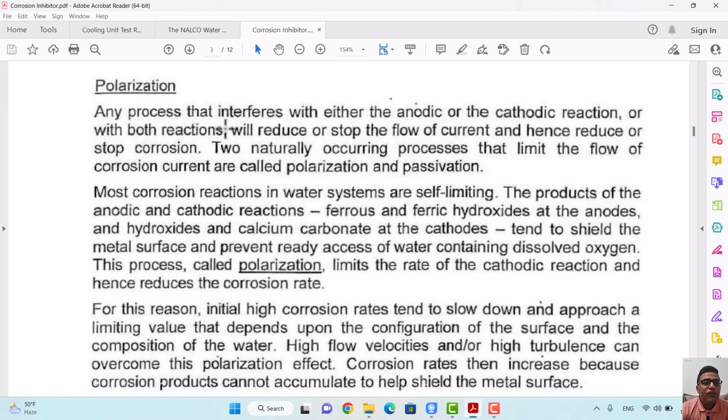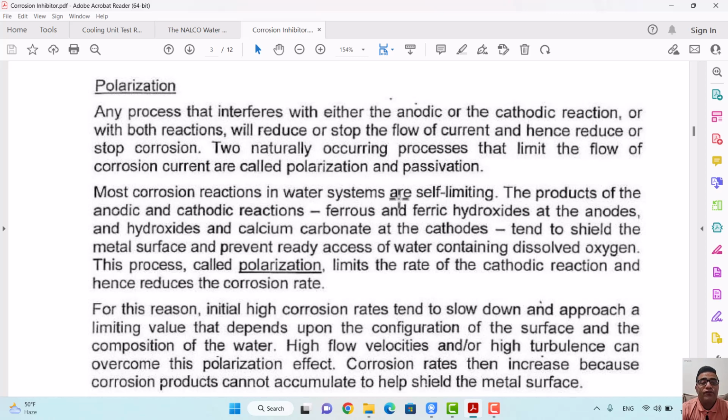Polarizations: any process that interferes with either the anodic or the cathodic reaction, or with both reactions, will reduce or stop the flow of current and hence reduce or stop corrosion. Two naturally occurring processes that limit the flow of corrosion currents are called polarizations and passivations.